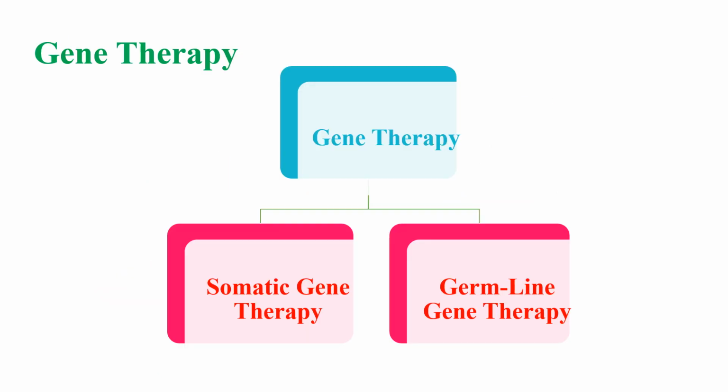Now, let us see how genetic engineering is applied in gene therapy. Gene therapy is the replacement of defective genes by direct transfer of functional genes into humans to treat genetic disease. During gene therapy, the genetic makeup of the patient cell is altered using recombinant DNA technology. Gene therapy is divided into somatic gene therapy and germline gene therapy. We will see them one by one in the coming slides.